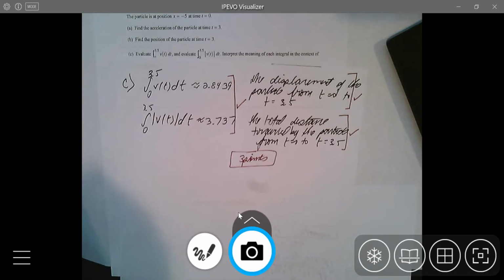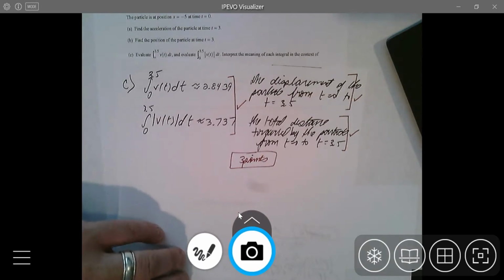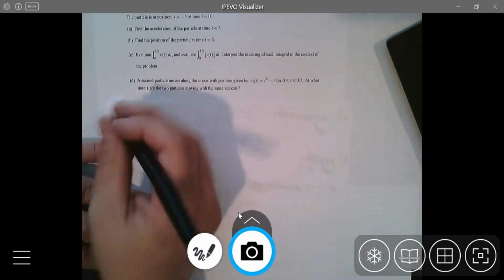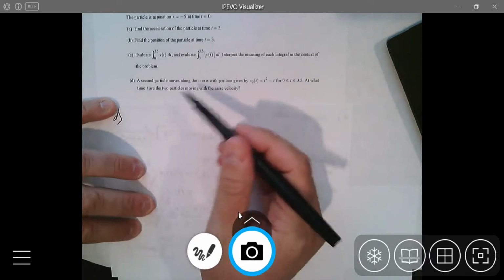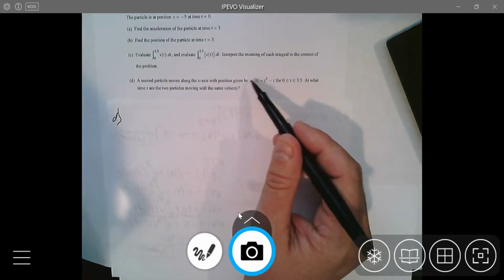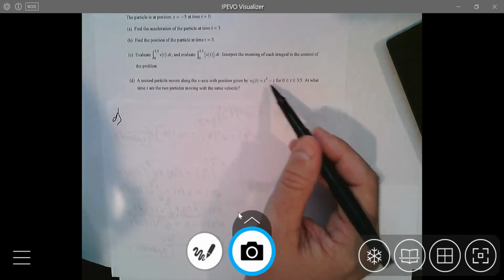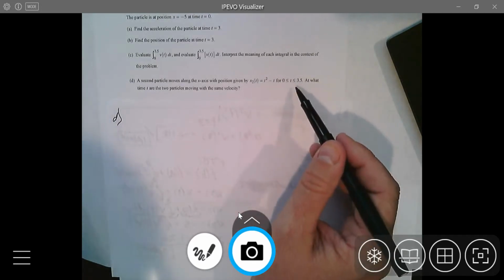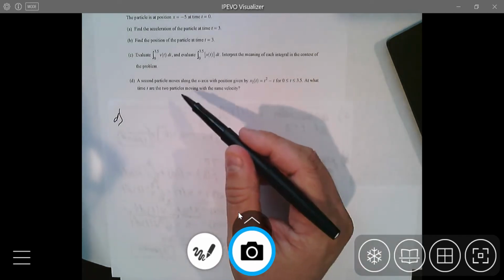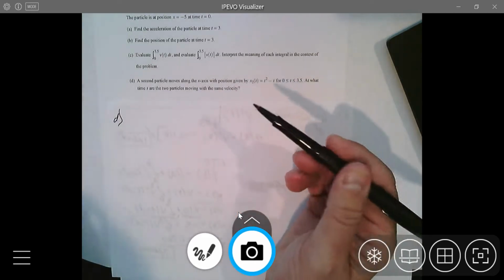We've already had the potential to pick up 7 points. All right, let's look at the last part, which is part D. A second particle moves along the x-axis with position given by x sub 2 of t equals t squared minus t for the time interval 0 to 3.5. At what time are the two particles moving with the same velocity?